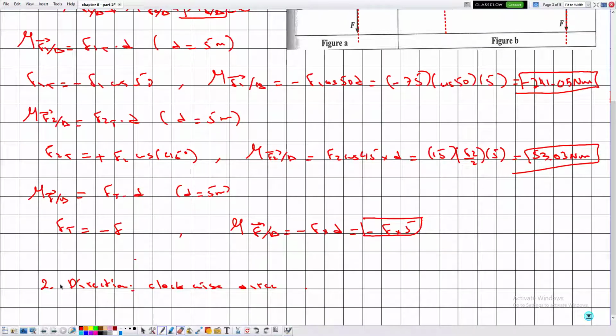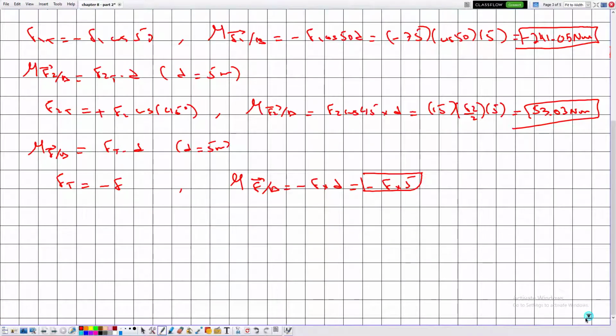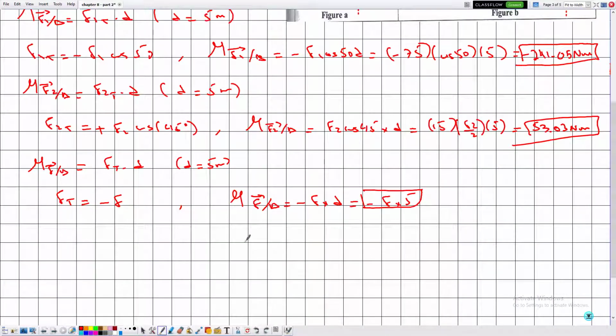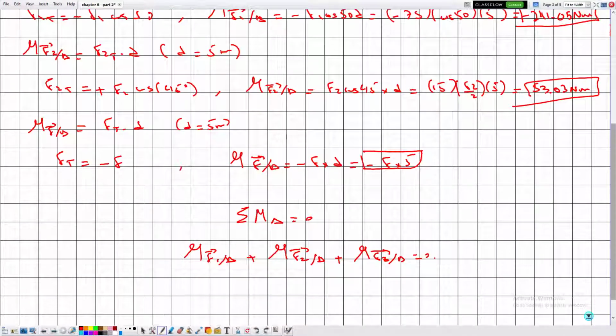Now, knowing that the sum of moments around axis delta is equal to 0, which means that the moment of F1 on delta plus the moment of F2 over delta plus the moment of F3 on delta is equal to 0. So minus 241.05 plus 53.03 minus F multiplied by 5 is equal to 0, knowing that we are interested in determining the value of F.